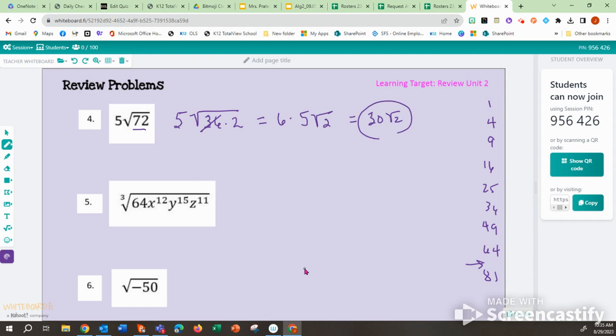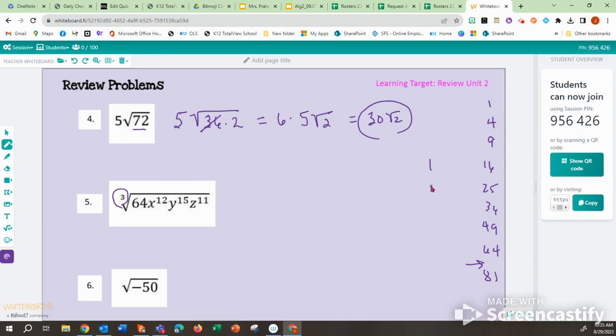All right, number 5. This is where I talk to myself a lot when I'm doing math, and I tell myself right away, hey, self, this is not a square root. Because we do so many square roots, our brain likes to default to a square root. So I'm going to go, this is a cube root, this is a cube root, this is a cube root.